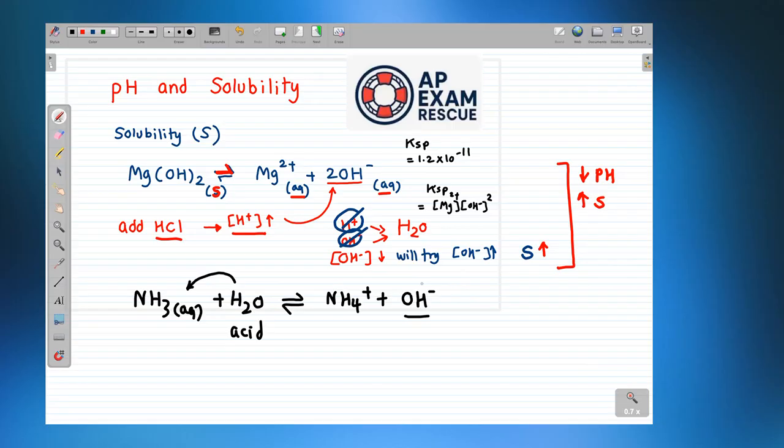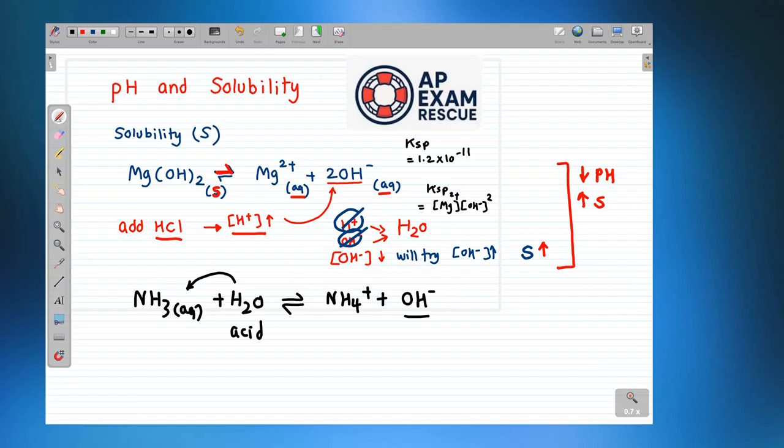NH3 is considered as a base, right? Because it does not contain OH minus, so I cannot define it as a base according to Arrhenius. Arrhenius only tells me that whatever is a base produces OH minus. This one does not have OH minus, but it indirectly increases the OH minus inside the solution.